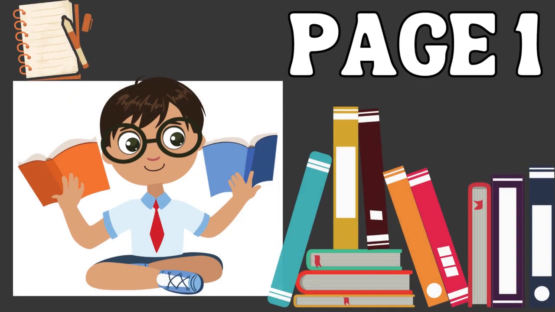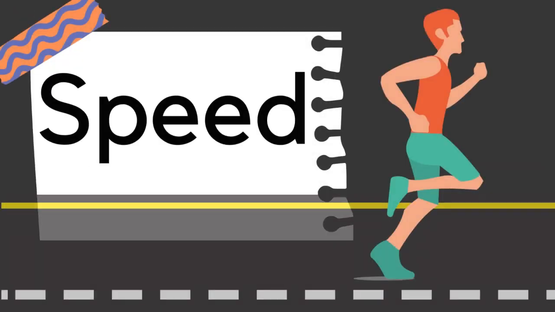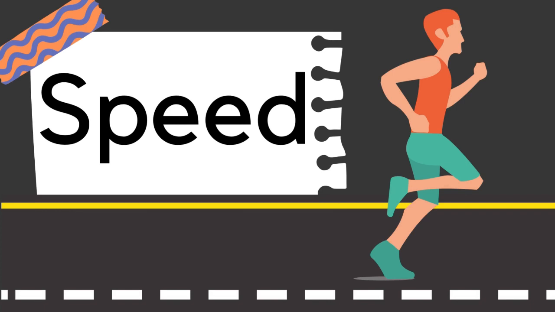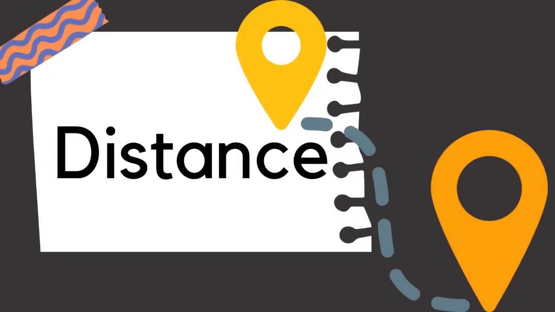Kindly open your printed materials on page 1. Speed is a scalar quantity that refers to how fast an object is moving. It can be thought of as the rate at which an object covers distance. Distance is the total length between two positions. It is the amount of space between two objects or the state of being apart.